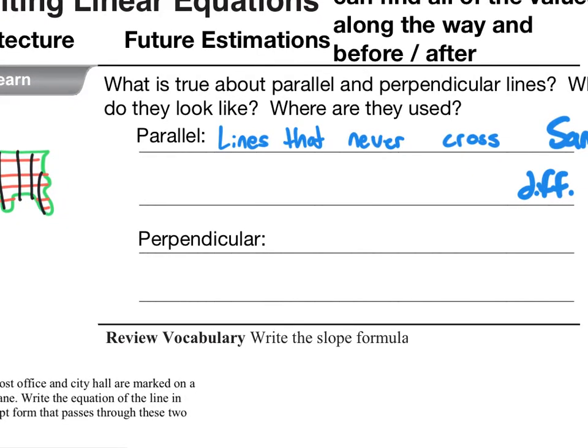They're also used for lanes on the road. When you're driving somewhere, you have those little dots in the middle, and the lanes travel parallel to each other because we don't want them to cross, because that means that cars are going to crash. Now, perpendicular lines are lines that form a 90-degree angle.